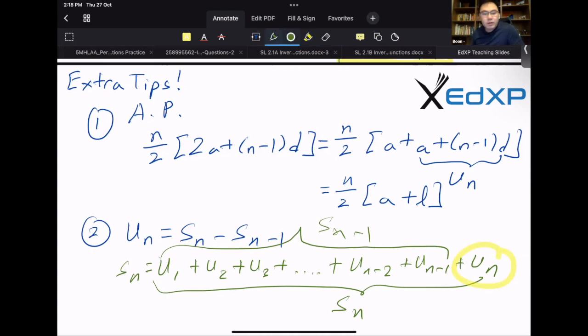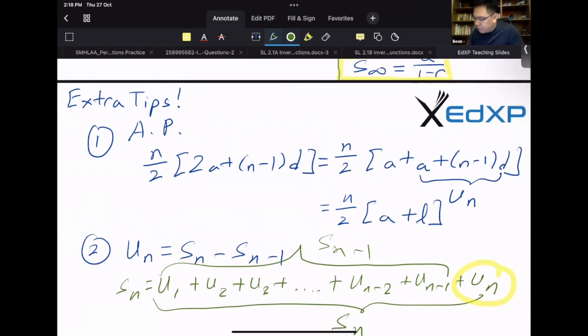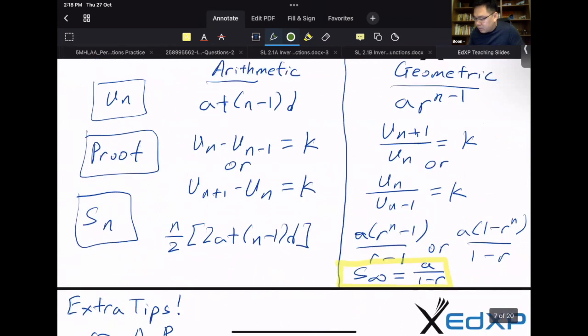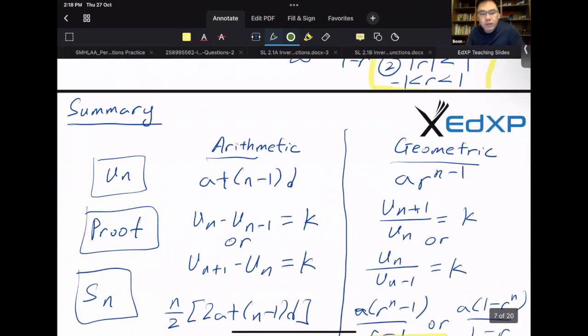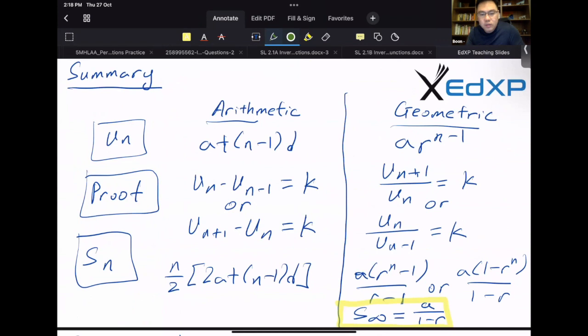I've come to the end of my short lecture on arithmetic and geometric sequence. Please feel free to log into our EdXP app and try some of the practices. What is important is that if you look at this summary over here, you don't actually have to memorize the derivations or how these equations are derived because they're all in your formula sheet. Okay, so if you really want to, you can take them wholesale and apply them in our EdXP learning platform.